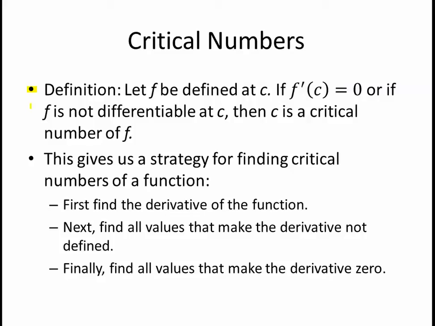Because we're looking for values where the derivative is equal to zero or does not exist, our strategy is going to be, first we're going to find the derivative of the function. Next, we're going to find all values that make the derivative undefined or not defined. And finally, we're going to find all values that make the derivative equal to zero.